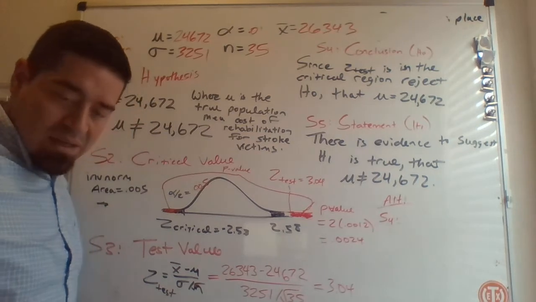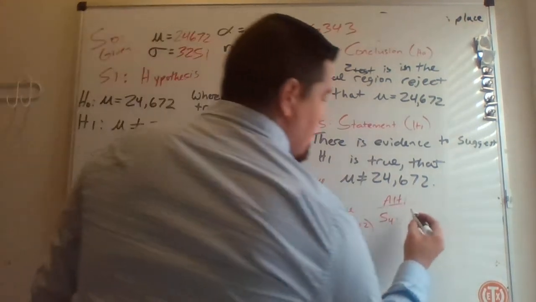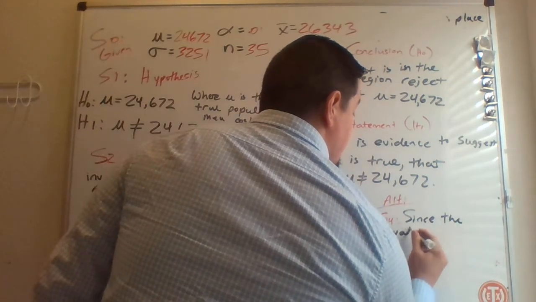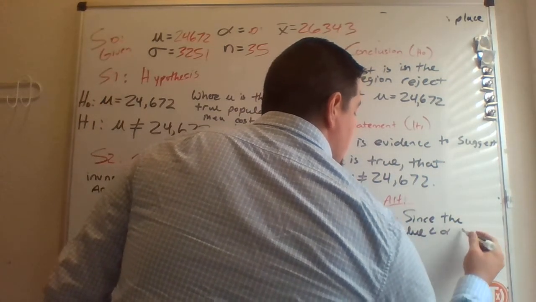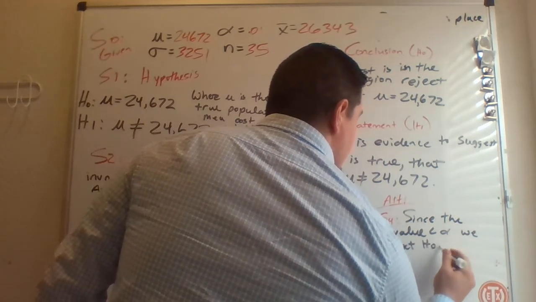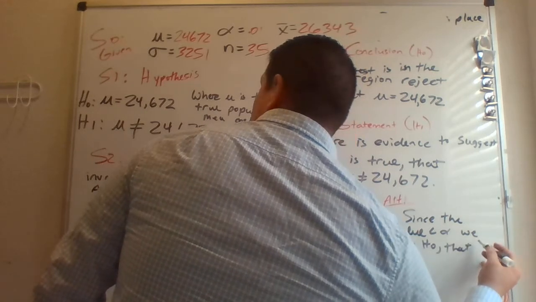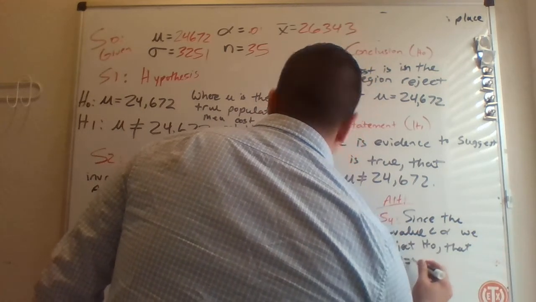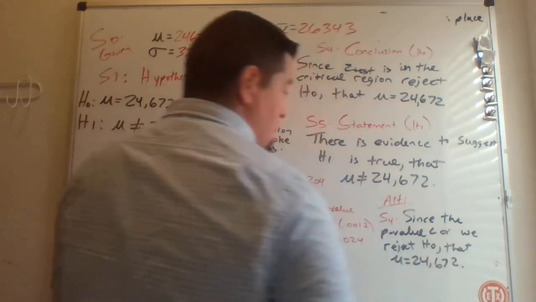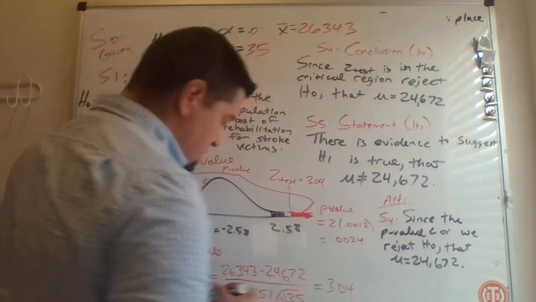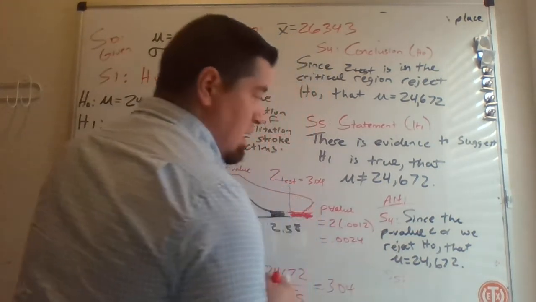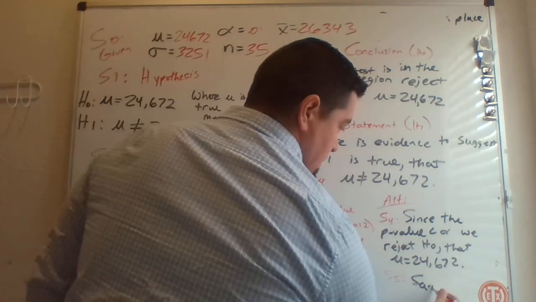So you would say something like, since the p-value is less than alpha, we reject H naught that the mean equals 24,672. Okay. Also, you would just say that step 5 would be same. There's nothing different about that.